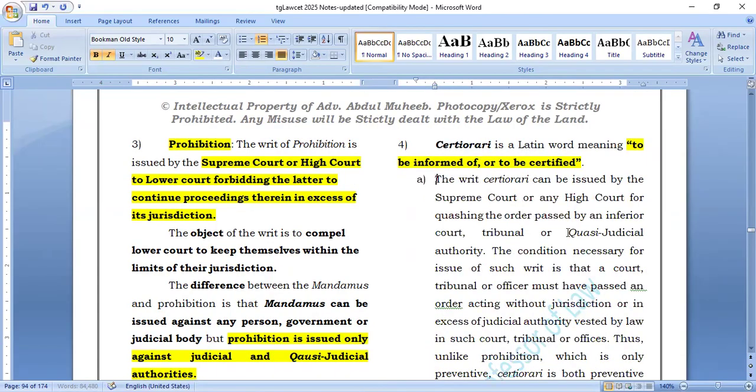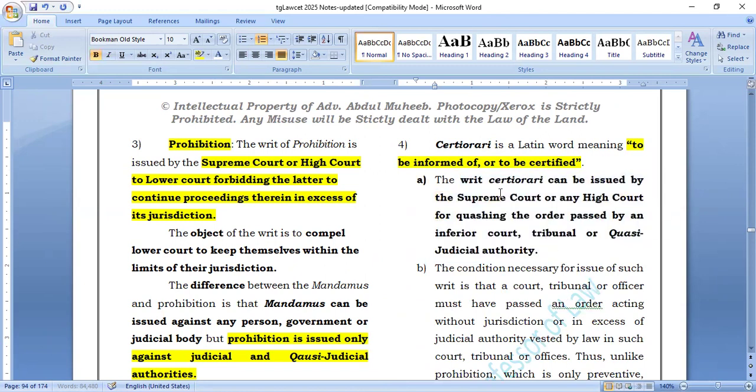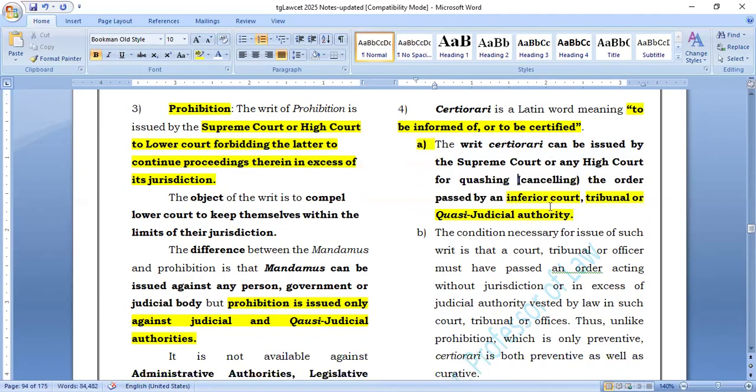The writ of certiorari can be issued by the Supreme Court or any High Court for quashing the order passed by the inferior courts, tribunal, or quasi-judicial authority. The writ certiorari can be issued by Supreme Court or any High Court for quashing, meaning cancelling, the order passed by inferior court, tribunal, or quasi-judicial authority. ठीक है. Next point.